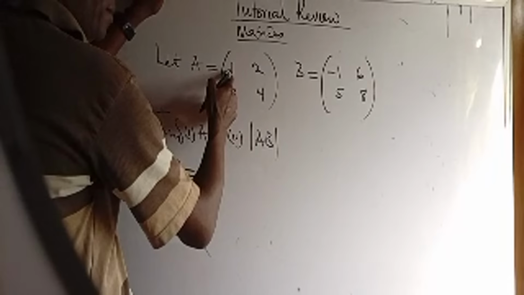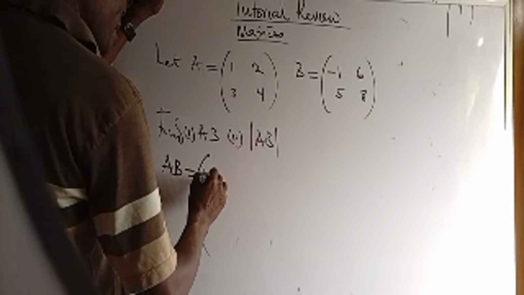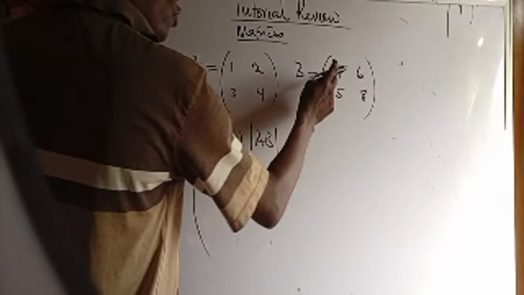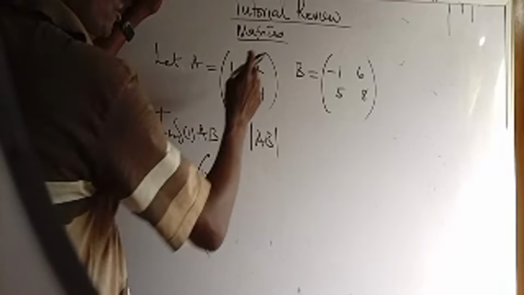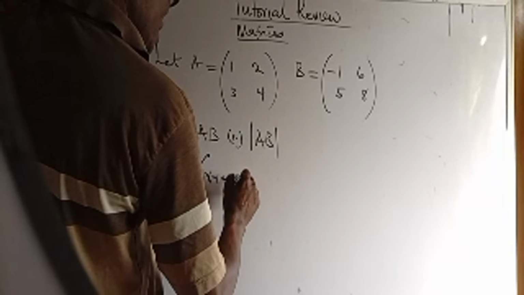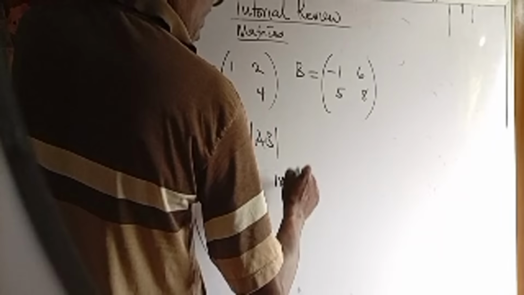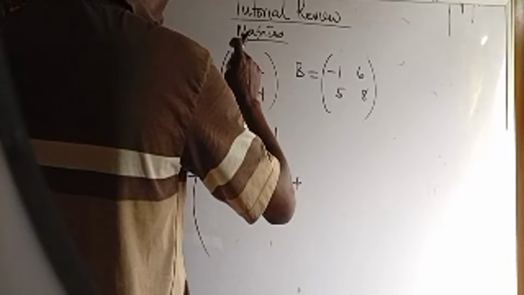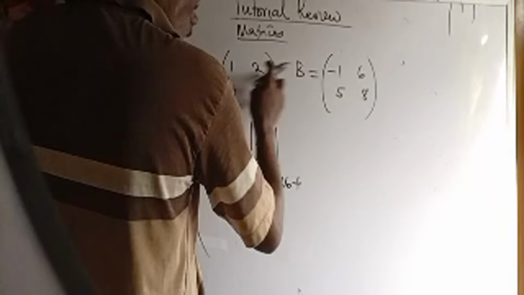So you have 1 times minus 1. You pick the first element here and multiply it by this. 1 times minus 1 plus, you have not finished, because when you multiply 1 by minus 1, you must multiply the next element on that row with the next element on this column. So 2 times 5. Then 1 times 6, plus 2 times 8. You have used 1 to multiply minus 1 and 2 to multiply 5. You now pick 1 to multiply 6 and 2 to multiply 8. That's all.